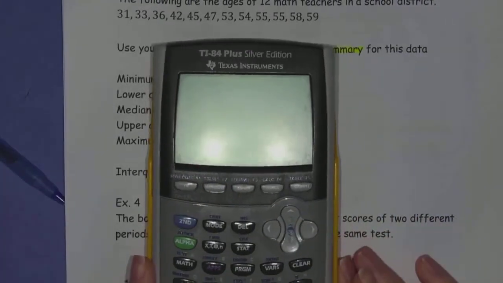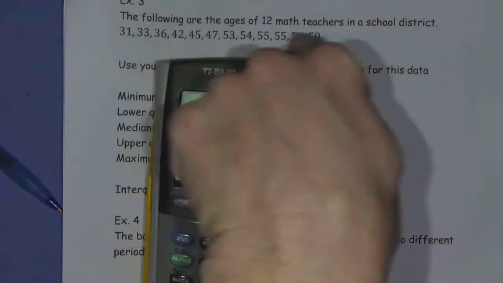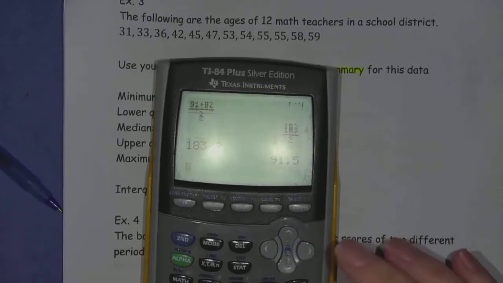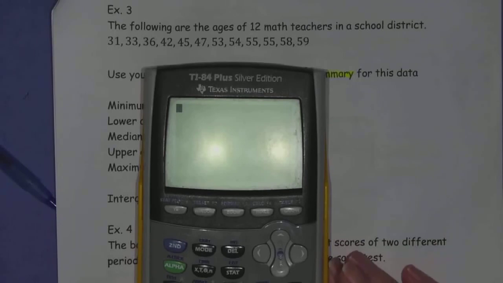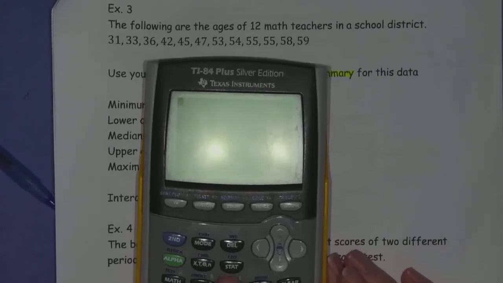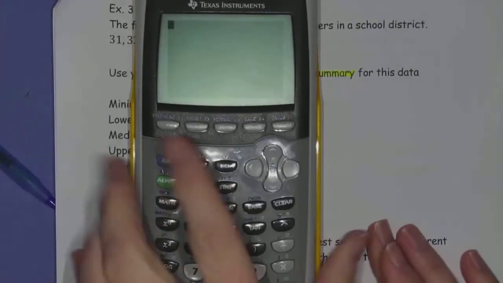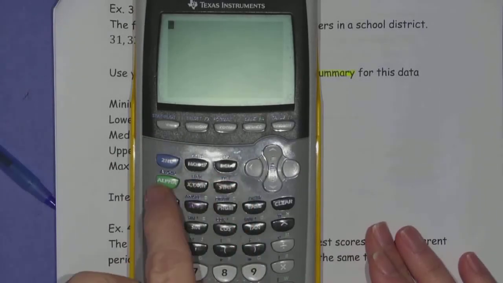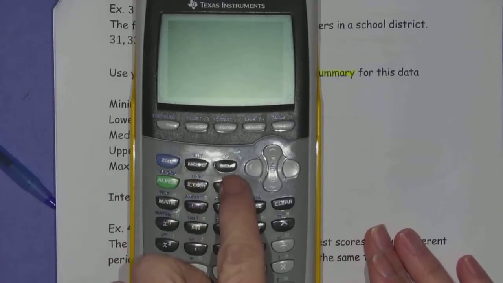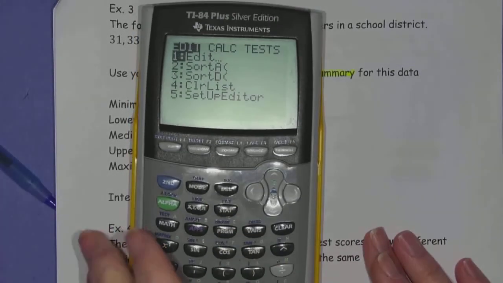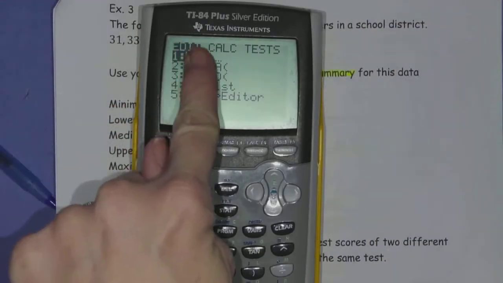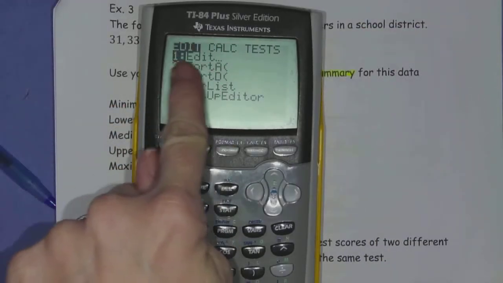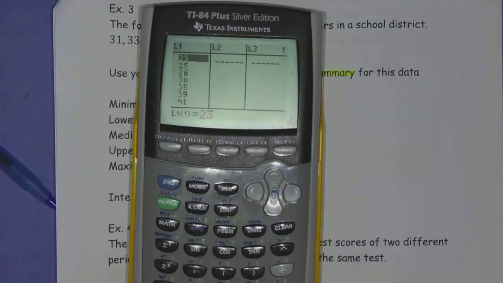So let me make sure this has good light. I want to be able to see my data. So turn your calculator on, and we are going to press a key called STAT. STAT is right here where my finger is. Alpha, the green key, go 2 to the right, and you will see STAT. Go ahead and press it. Since we're about to put data in, we're going to edit. Edit is already highlighted as number 1, so you can just press enter.